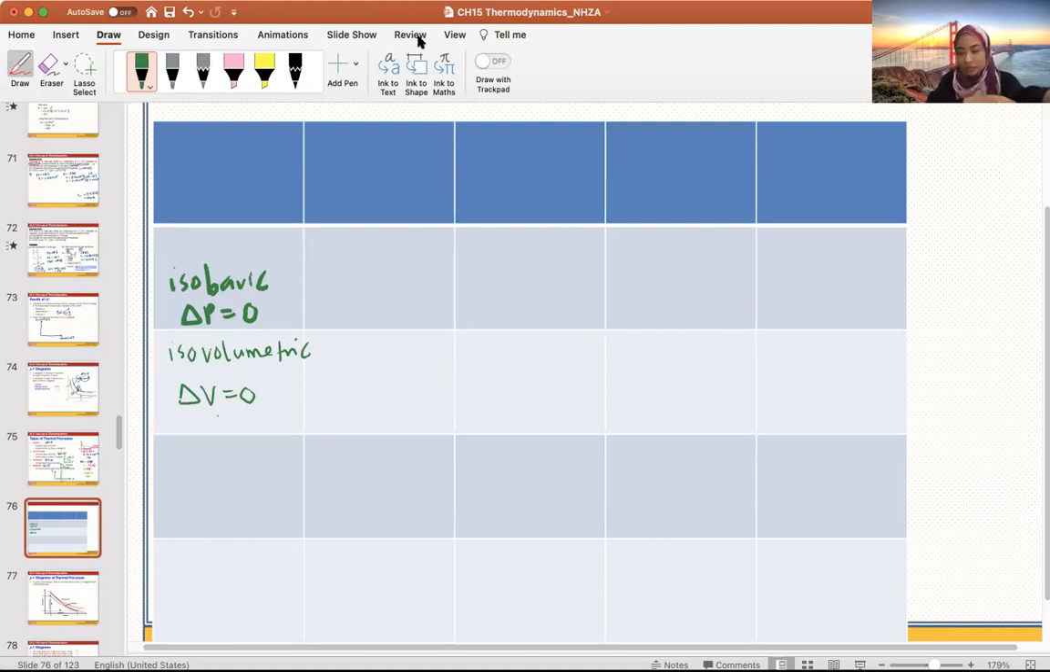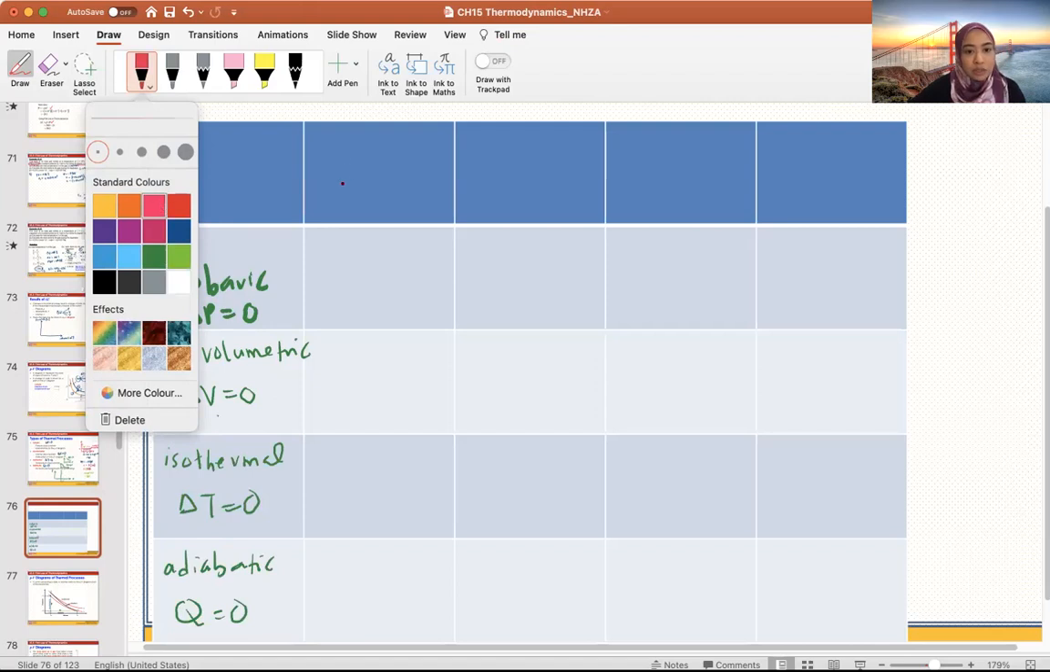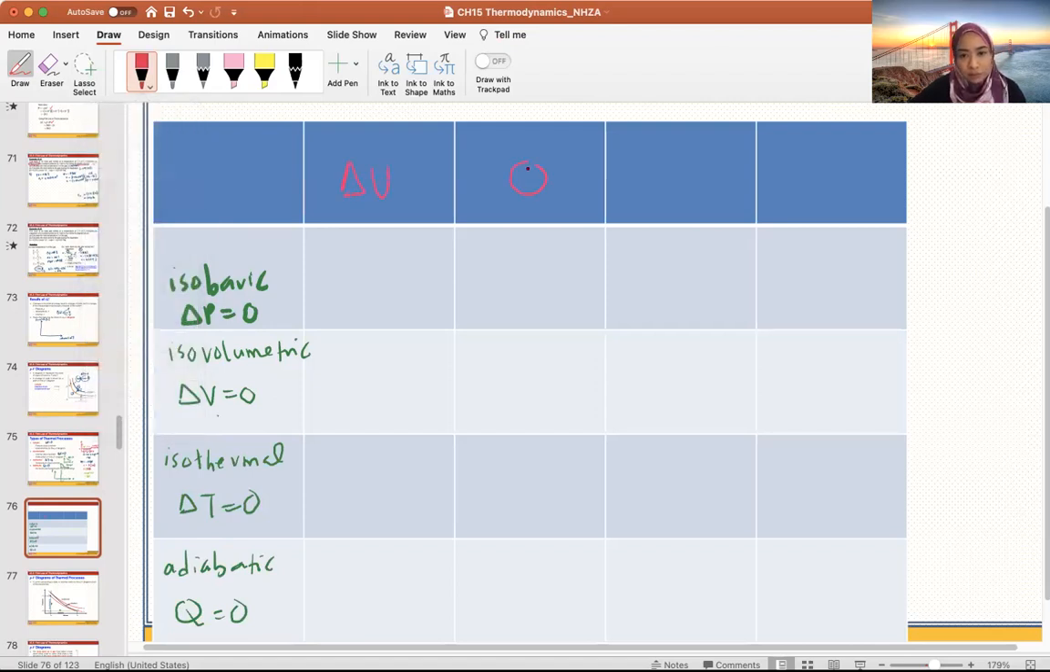So isovolumetric delta V is equal to 0. Isothermal delta T is equal to 0. Adiabatic is Q equals to 0. Okay, we have delta U in our equation. We have Q, we have W, and we have the PV diagram. So let's write that down.